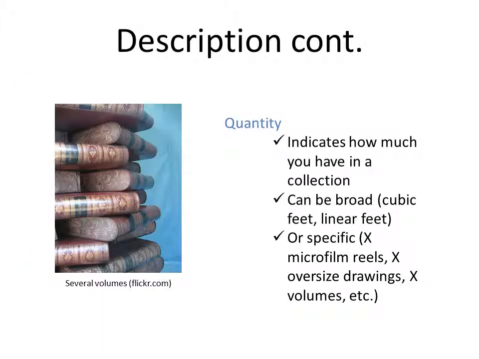Quantity is going to indicate how much you have in the collection. And again, this can be pretty broad, or it can be fairly specific. And what I mean by broad is, if you're dealing with 20 cubic feet, that's all you need to say, maybe. If you're dealing with a much smaller, odder collection, then you might say that you've got 2 microfilm reels, 3 16mm reel-to-reel films, and 45 photographs. You might go into that kind of detail. If you're dealing with 20 boxes of microfilm reels, you might just say it's 20 boxes of 16mm microfilm and leave it at that, rather than counting up every single reel.